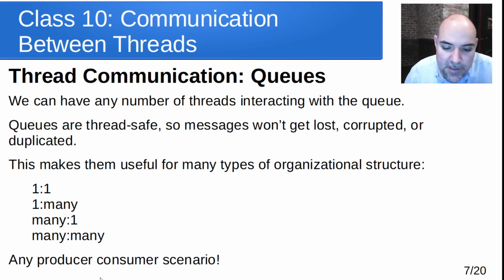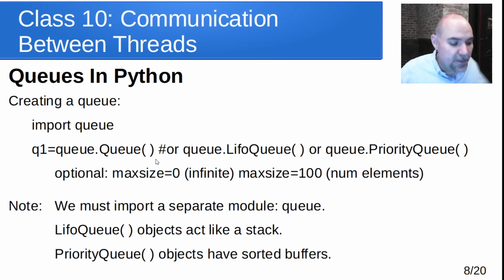You have producers, you have consumers, or you want to have data come from one thread or one set of threads and go to some other set of threads. That's a useful case where you'd want to use a queue. All right, so let's look at how it works in Python. So, how queues work in Python.